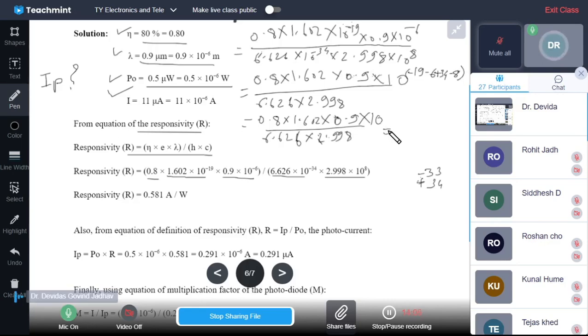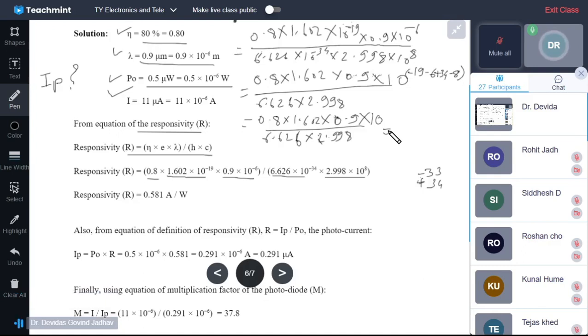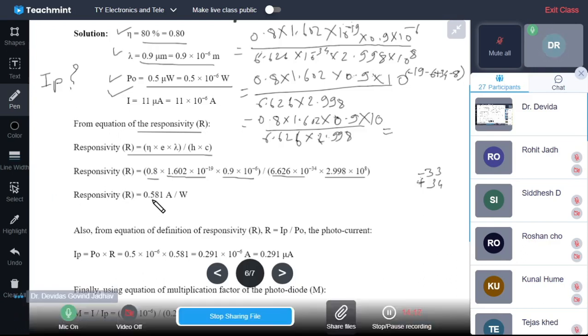So what will the responsivity be? Solve it with a calculator. 0.8 into 1.602 into 0.9 into 10 divided by 6.626 into 2.998. It will come as 0.581 ampere per watt. Okay. Responsivity is 0.58 ampere per watt. So responsivity is found.